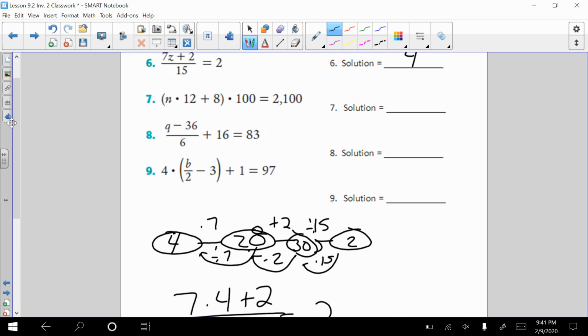Go ahead and try the next 3 on your own. I will tell you that number 7, you're going to get a repeating decimal, and that is just fine. You can do so. Come back in a moment and check your work.